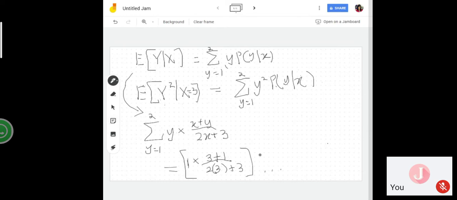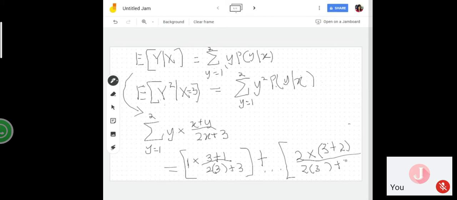Okay, and the second one is when y is 2, so it will be 2 times x is still 3, 2 times 3 plus 2 over same 2x is 3 plus 3.